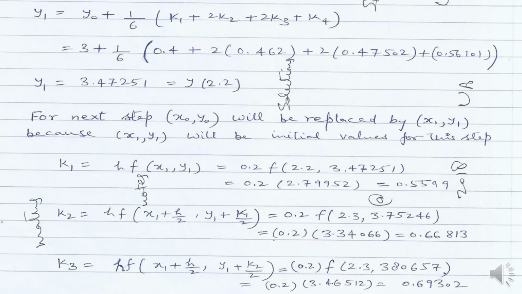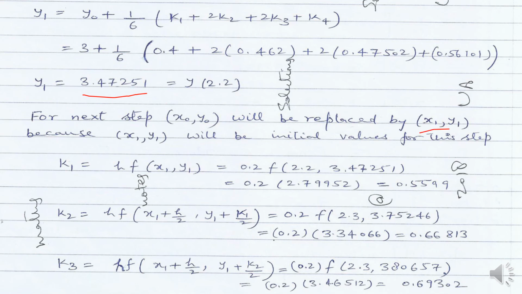Now we calculate y1 is equal to y0 plus 1 upon 6 (k1 plus 2 k2 plus 2 k3 plus k4). We substitute the values in this formula and we get the value of y1 at 2.2. 2.2 we got from x0 plus h. So y1 at x0 plus h, that is x1. x0 was 2 and h is 0.2, so this is 2.2, and the y1 value we have calculated is this much.